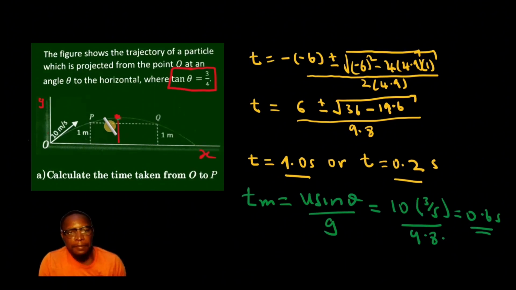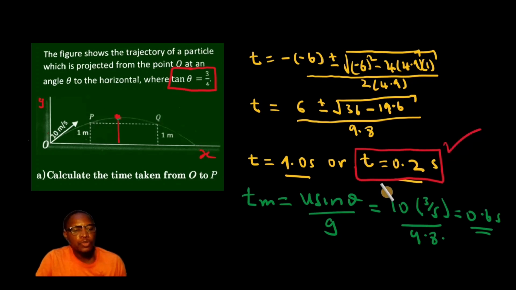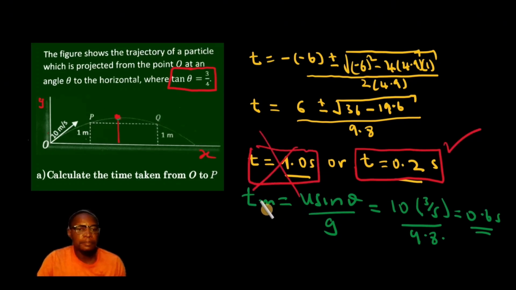But the time at P is supposed to be less than the time at maximum height. The only time among these times that is less than 0.6 is 0.2 seconds. So the correct time from O to P is 0.2 seconds. This other one is not the correct time.